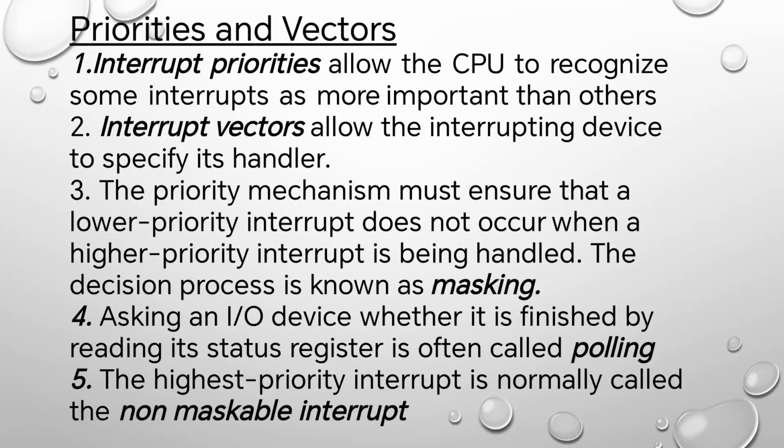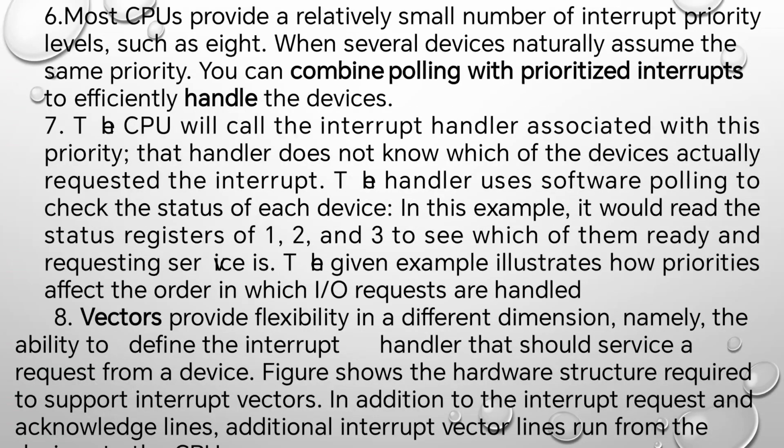Priorities and vectors. Interrupt priorities allow the CPU to recognize some interrupts as more important than others. Interrupt vectors allow the interrupting device to specify its handler. The priority mechanism must ensure that a lower priority interrupt does not occur when a higher priority is being handled. The decision process is known as masking. Asking an I/O device whether it is finished by reading its status is often called polling. The highest priority interrupt is normally called the non-maskable interrupt.